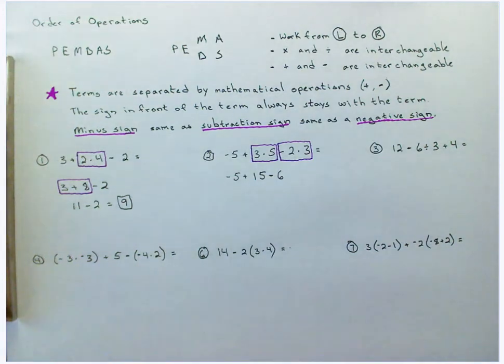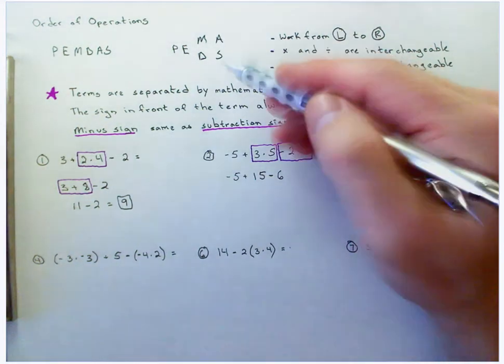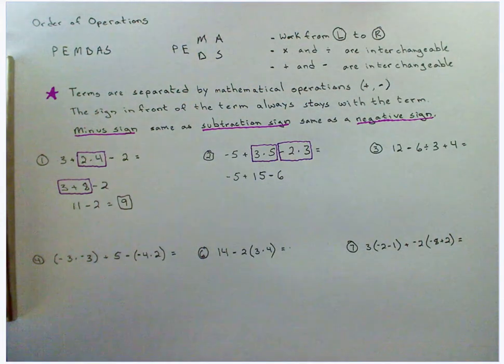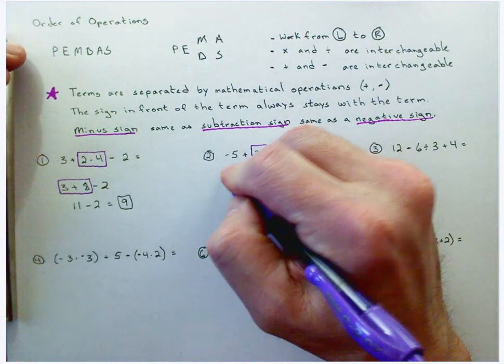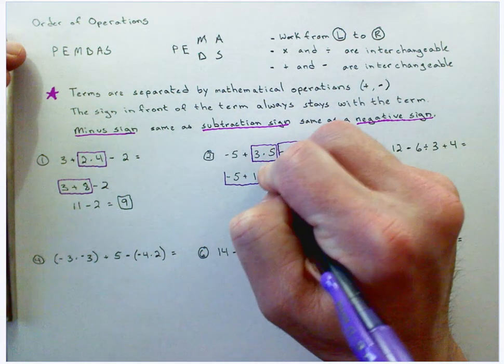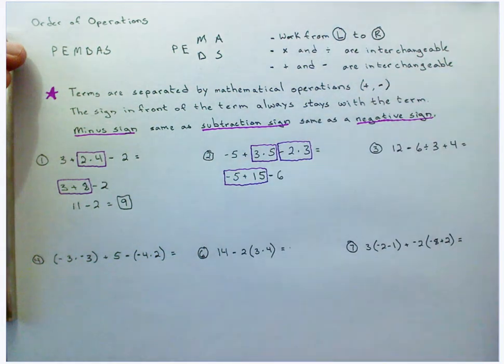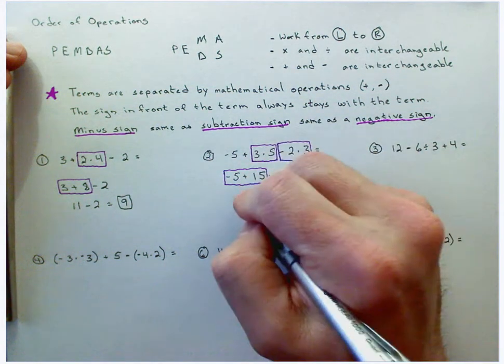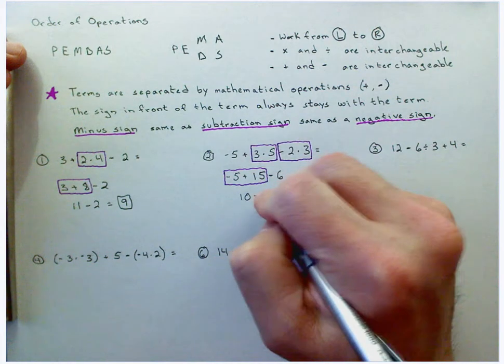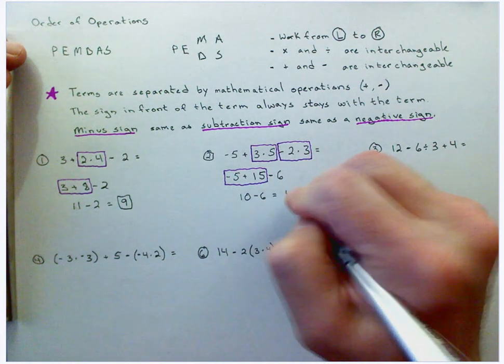Now I am left with simply adding and subtracting. I work from left to right. So a negative 5 plus 15 is the same as saying 15 minus 5, so it gives me a 10, and minus 6. 10 minus 6 equals 4.